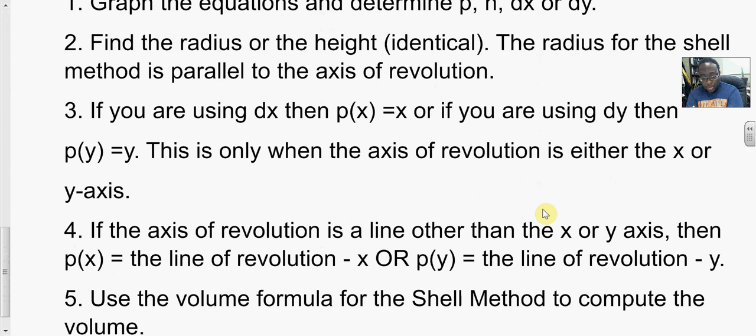Or p of y, if the axis of revolution is with respect to the x-axis. And so p of y would be equal to the line of revolution minus y.